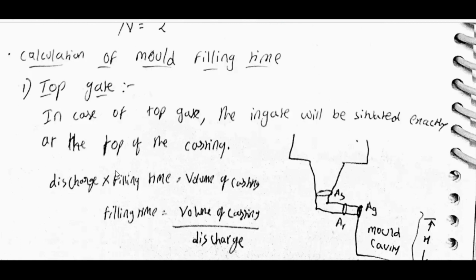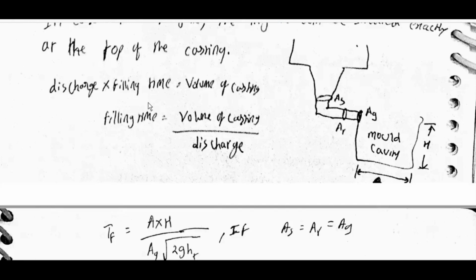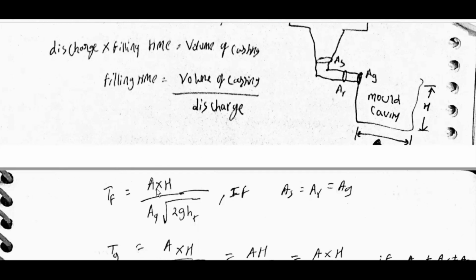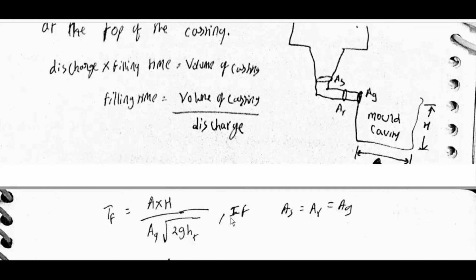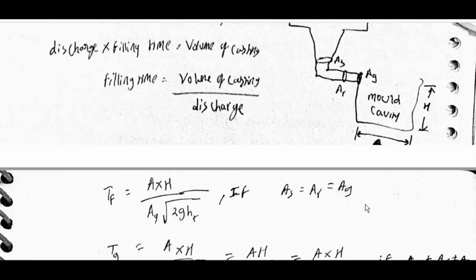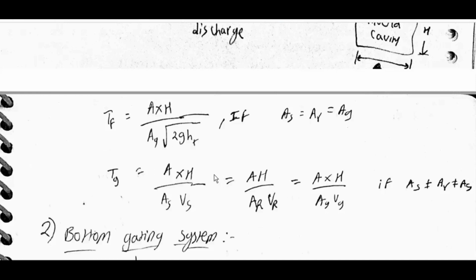Calculation of mold filling time. Top gate: in case of top gate, the ingate will be situated exactly at the top of casting. Filling time is equal to volume of casting by discharge. TF is equal to capital A into capital H by Ag root 2g Ht. If As is equal to Ar is equal to Ag, then TF is equal to AH by AsVs is equal to AH by ArVr is equal to AH by AgVg, if As not equal to Ar not equal to Ag.